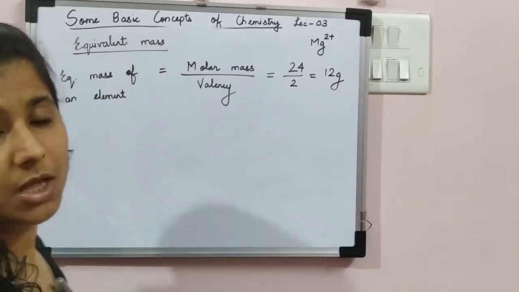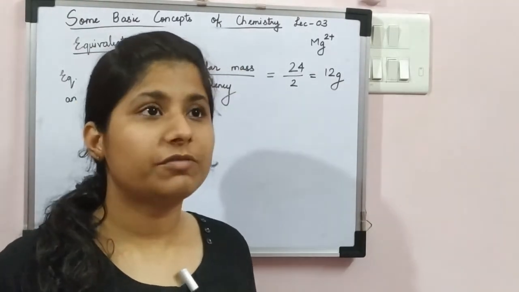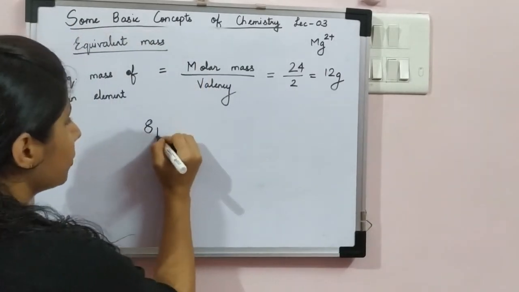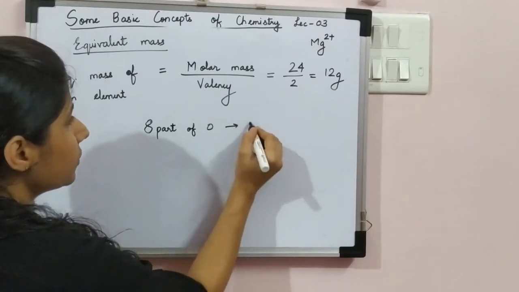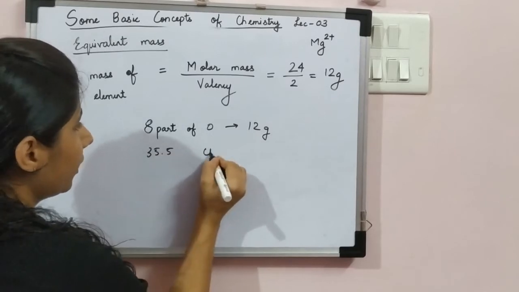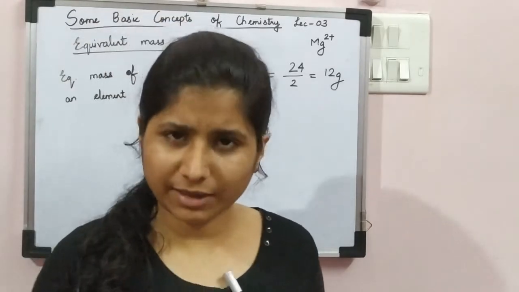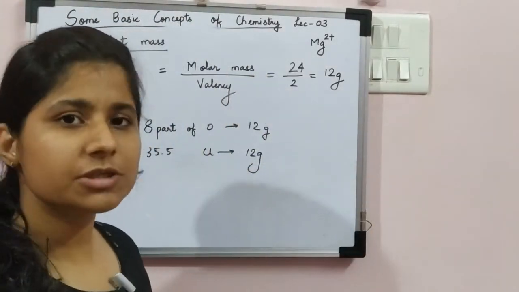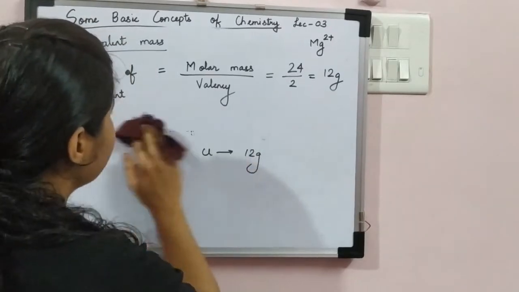12 grams. So how much magnesium would react if it were to react with chlorine or with oxygen? With 8 parts by weight of oxygen, how much magnesium would react? It would react 12 grams. With 35.5 parts of chlorine, how much would it react? 12 grams. Right? So rather than by reactions, we tell by using the valency, and for different substances we use different formulas. Okay? So this is about the equivalent mass of an element.